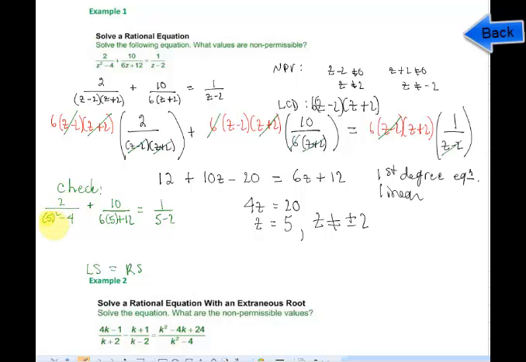So now we've got 2 over 25 minus 4, which is 2 over 21, plus 10 over 6 times 5 plus 12, which is 10 over 42, and that's equal to 1 over 5 minus 2, which is 3. Okay, and when we simplify what's on the left, we get 1/3, and that's equal to 1/3, so the left side equals the right side, and so 5 is our answer.